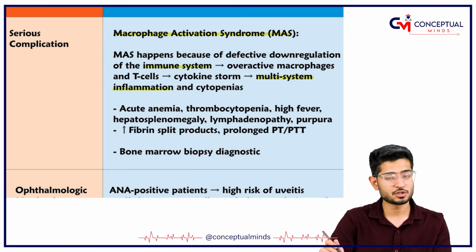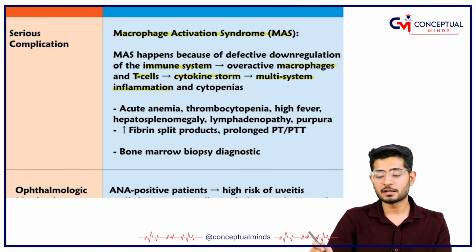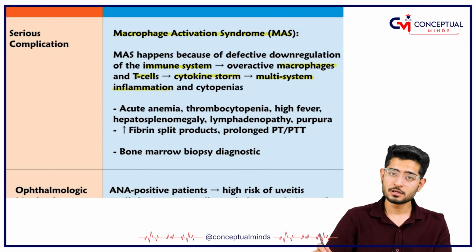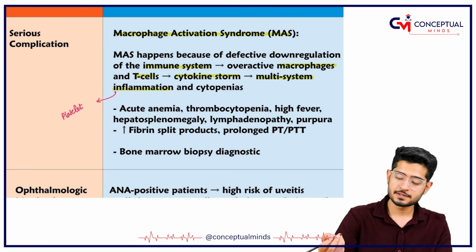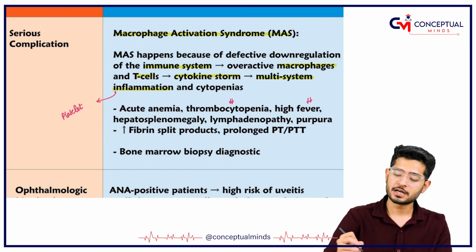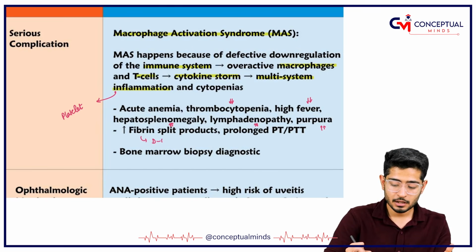The immune system is not downregulated, which means macrophages are overactive and T cells are overactive. That leads to a cytokine storm, and these cytokines are responsible for causing multi-systemic inflammation. Since the inflammation is too much, platelets will be consumed, and this is called thrombocytopenia. The child is going to have fever, hepatosplenomegaly, lymphadenopathy, and purpura.